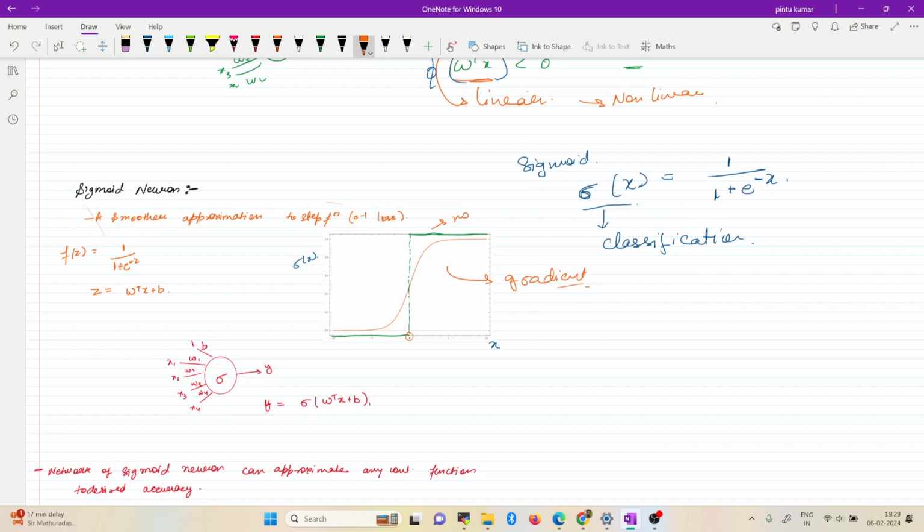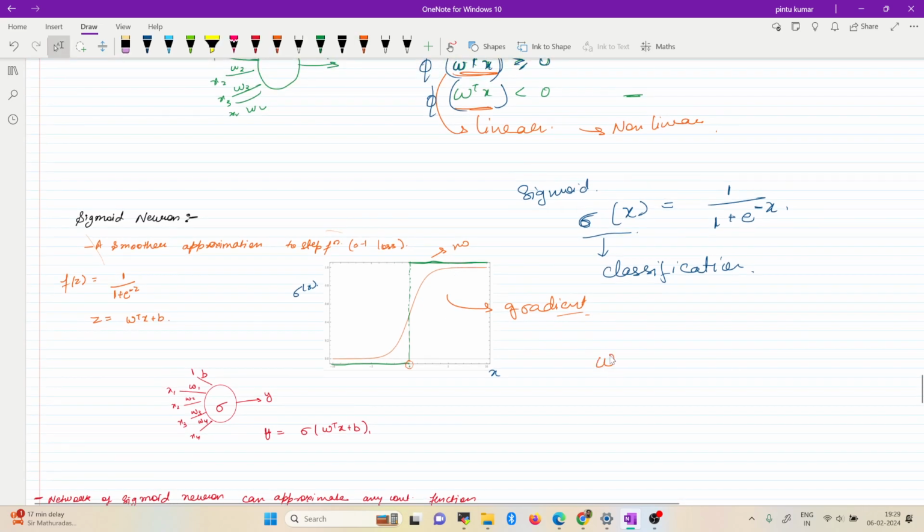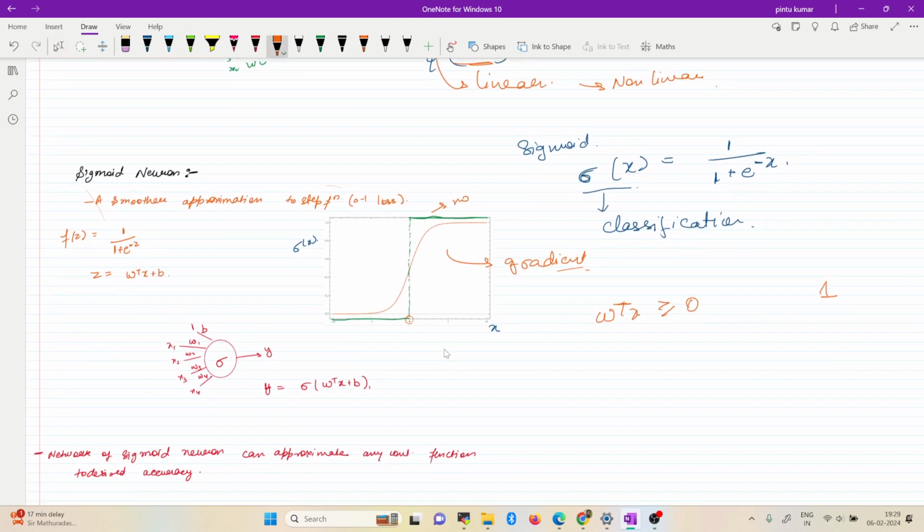Earlier, if our W transpose x was greater than or equal to 0, then we would predict 1. Now we will just pass this W transpose x via sigma, and that will be our output. We need not threshold it or check whether it is greater than or equal to 0. We just pass it via sigma, and that will be the output of the neuron. Now y is just your activation, sigma of W transpose x plus b, if you include the bias also.